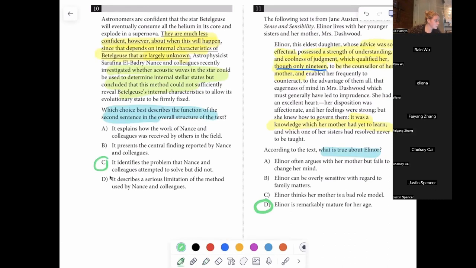So A doesn't work because it's not talking about how the work was received by others. It's not a central finding. It's saying that they're less confident when it will happen, so that doesn't fit. It's not a finding, it's a problem. It also isn't dealing with the method or its limitations. It's identifying a problem. Does that make sense?